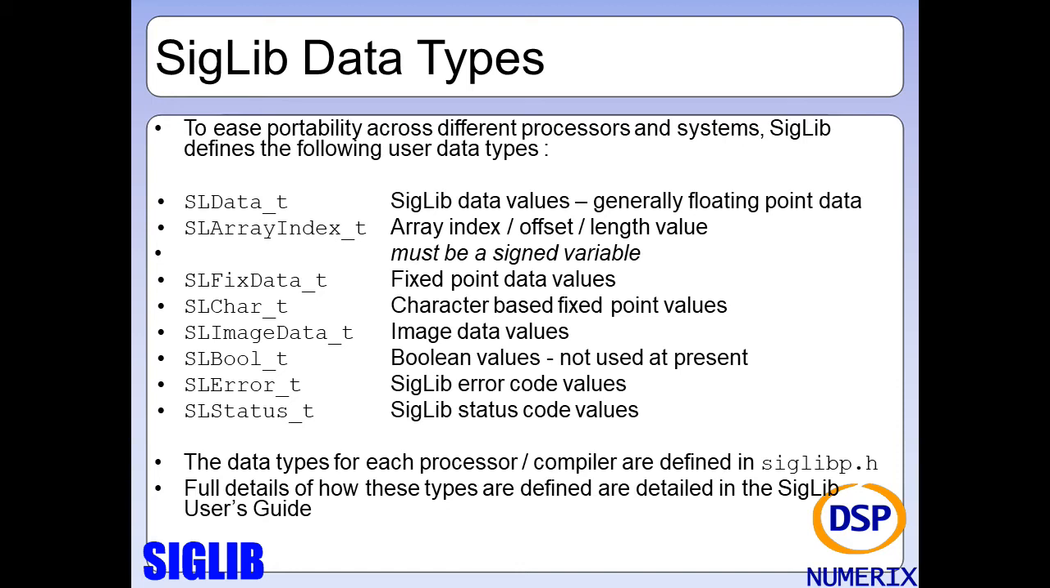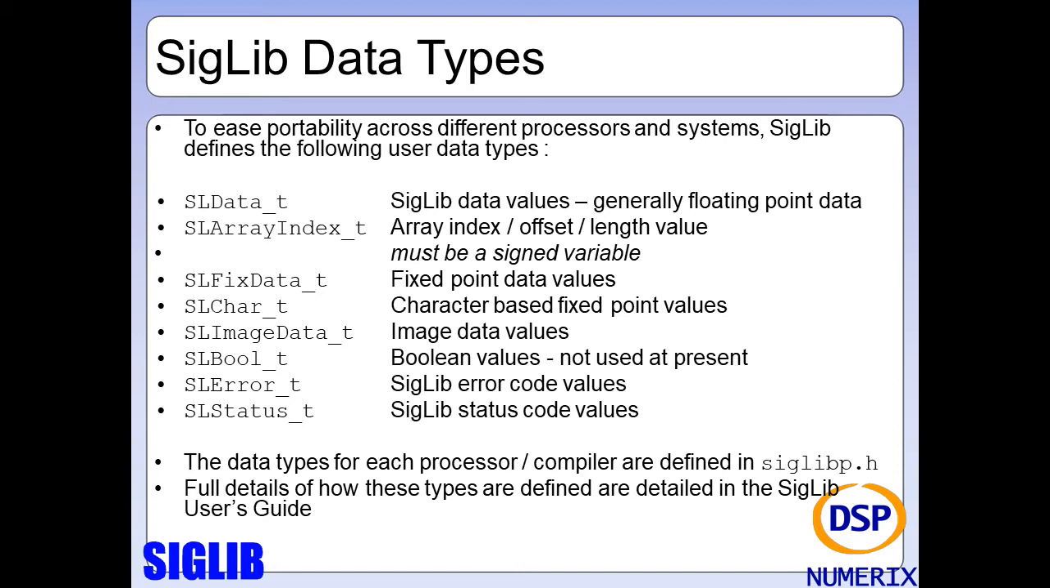The majority of SigLib functions do not return error codes because they are just processing the data. But for initialization functions, for example, which call standard I/O functions, the SigLib function will return the appropriate error code, which is declared of type SL_error_t. Finally, some of the functions return a status code, which is declared as type SL_status_t.